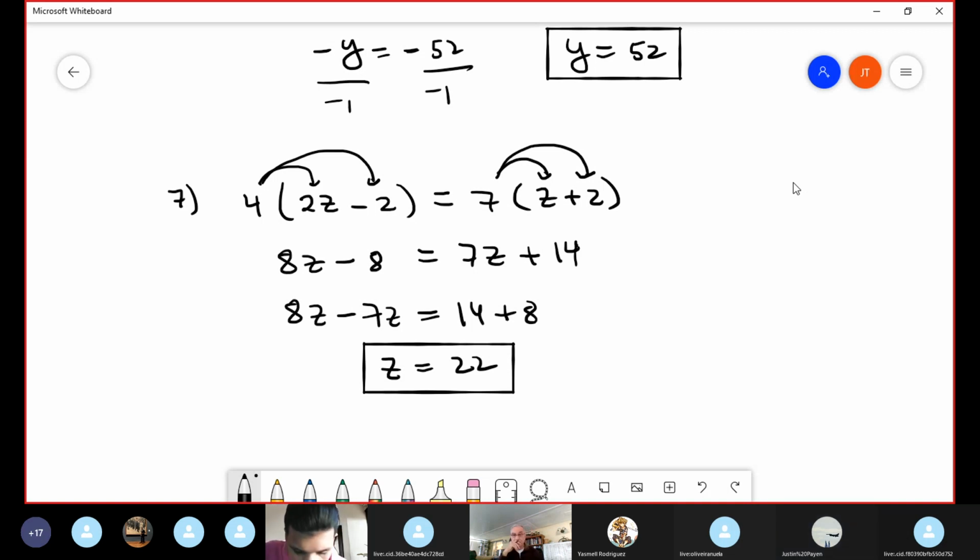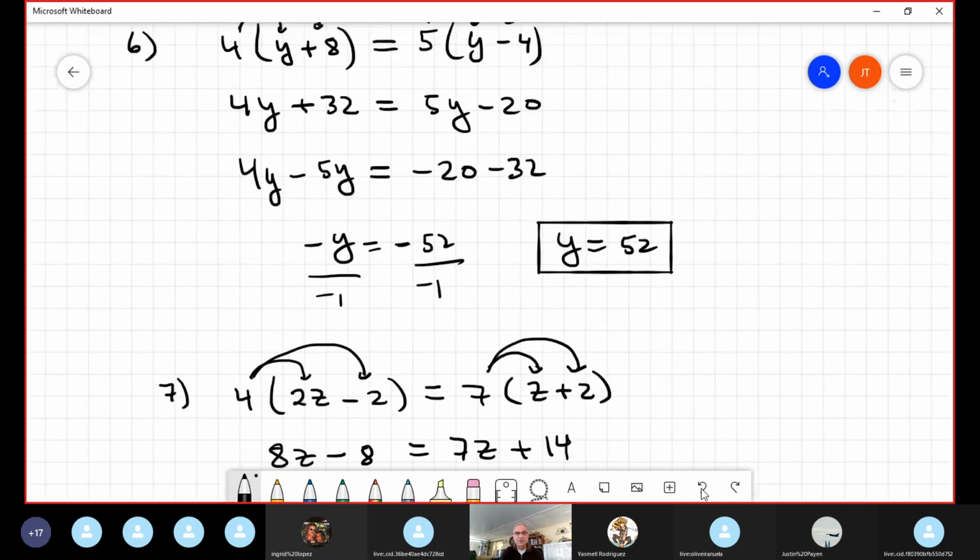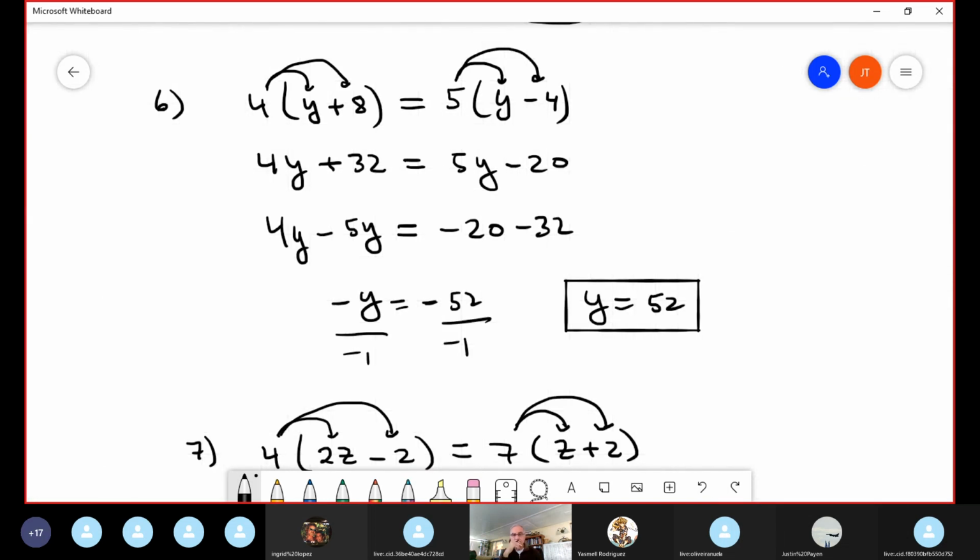I have a question on number 6. I'm sorry. No, it's okay. Come on, please. Can we go back? Yeah. So you have 4y plus 32 equals 5y minus 20. Do you understand where? And then we bring down the 4y minus y equals.